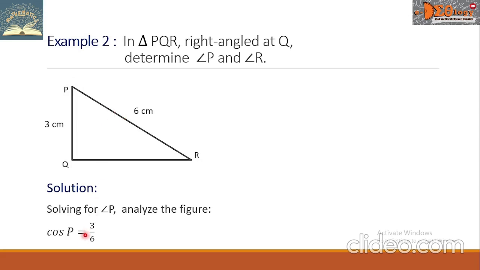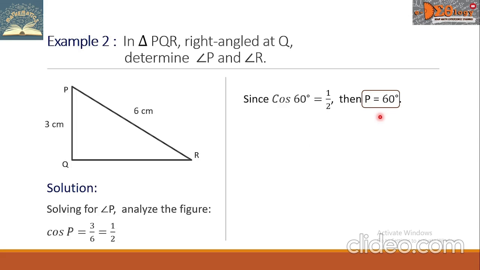So we write cosine P equals 3 over 6, where we simplify as 1 half. We know that cosine 60 degrees equals 1 half. And cosine P equals 1 half. Therefore, P equals 60 degrees. We have now the value of the angle P.